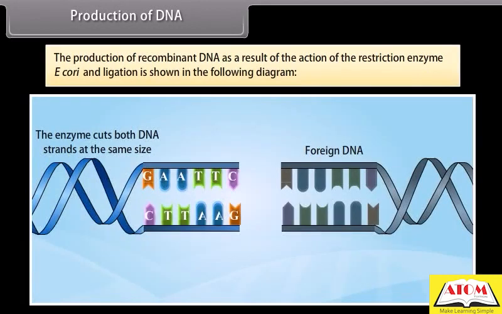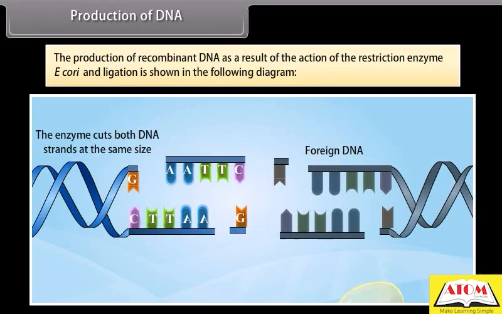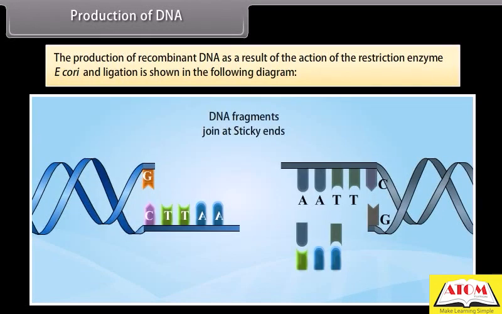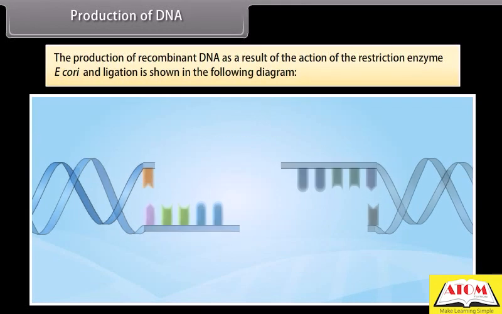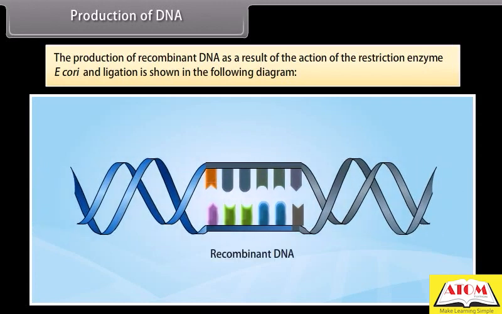Production of recombinant DNA. The production of recombinant DNA as a result of the action of the restriction enzyme EcoRI and ligation is shown in the following diagram. The enzymes cut both DNA at the same site. After that, both DNA fragments can be joined at the sticky ends, and it results in a recombinant DNA.